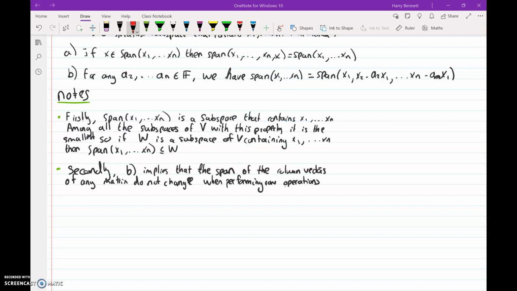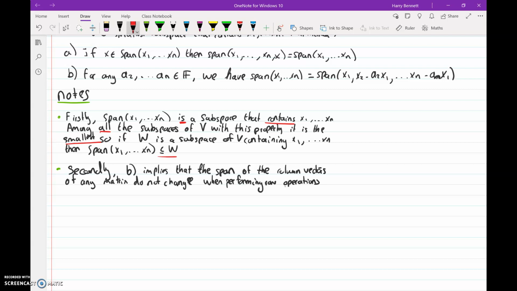So what this is saying is that firstly, the span of the vectors, which I've listed, is a subspace. That is important, that it's a subspace and it contains those vectors. And among all of the subspaces with this property in V, it is the smallest subspace. So basically, if W is a subspace of V and it contains these vectors, then the span of these vectors lies inside of W. So you can't find another subspace with this property which doesn't lie inside W.